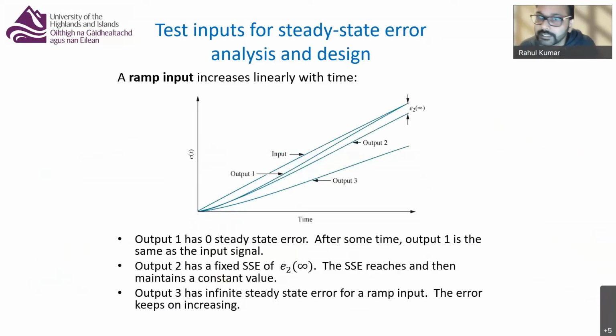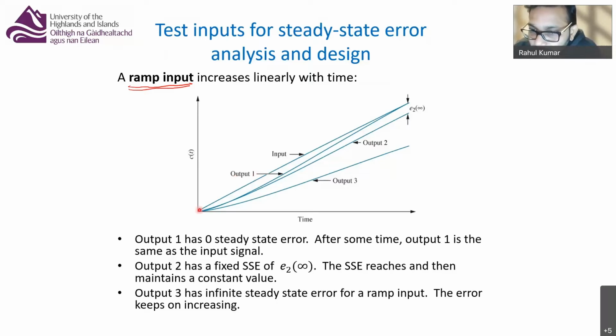Now, let's take the different types of output for ramp input. So for ramp input, my ramp input is this one. This is my input. Let's talk about output 2.